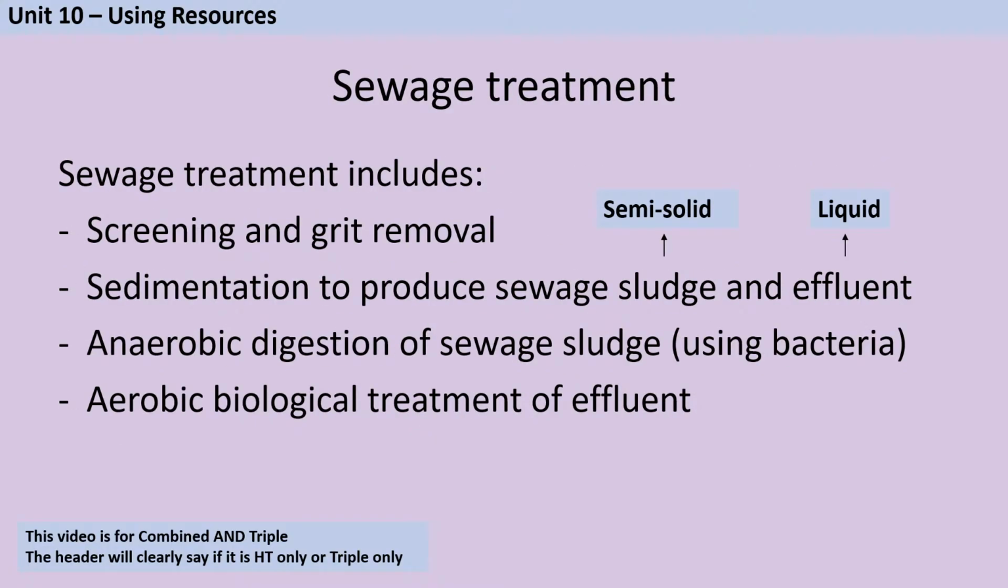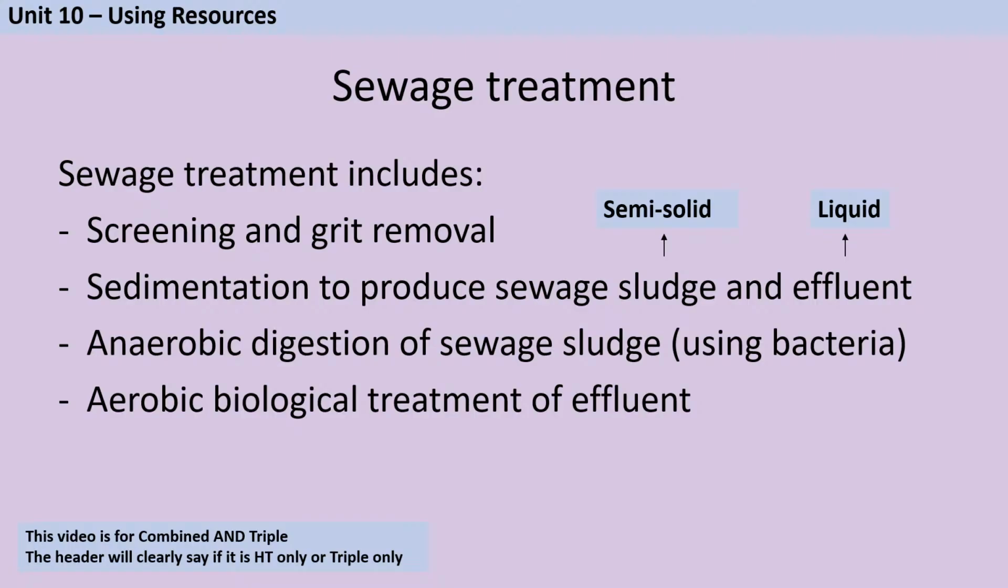So if we're going to treat some sewage, there are 4 steps you need to know. The first one is screening and grit removal. Screening is basically filtering, but instead of using a piece of filter paper, you're using a metal grid or a metal mesh that stuff is passing through, and that's going to remove big insoluble objects. So that's going to remove things like the toilet paper.